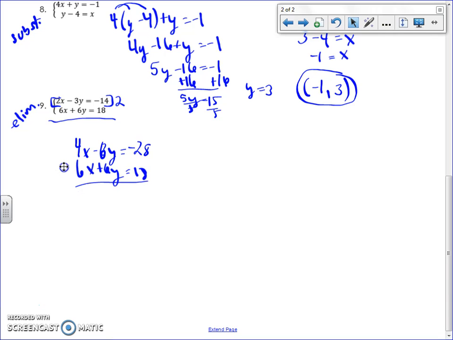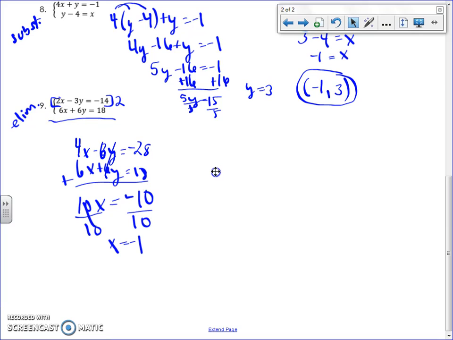This is also called the addition method because you're essentially adding these equations together. 4x plus 6x is 10x. These cancel out. And I get -28 plus 18, which is a -10. Divide both sides by 10. X equals -1.